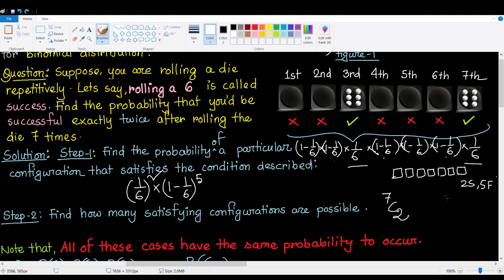If all of the letters were different in the word, the result would be 7 factorial. But since there are two repeating S, 2 factorial should be in the denominator, and it has to be multiplied by 5 factorial for 5 repeating F. So you see that 7C2 is equal to 7 factorial by 2 factorial into 5 factorial. Any of these methods is good. Now, if we calculate the value, it would be 21. So there are 21 different configurations that satisfy the condition in the question.